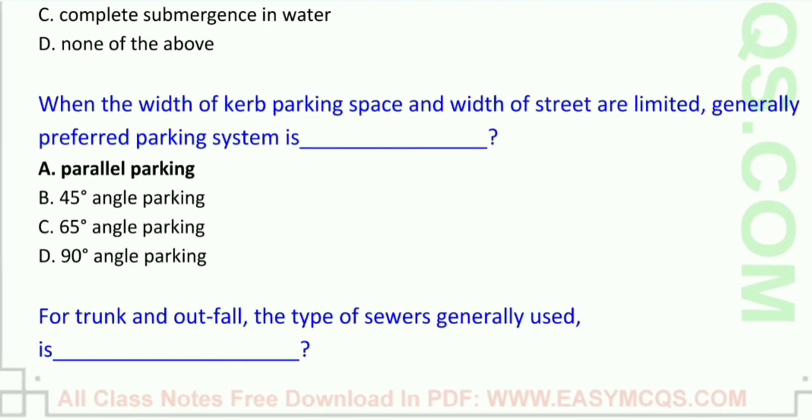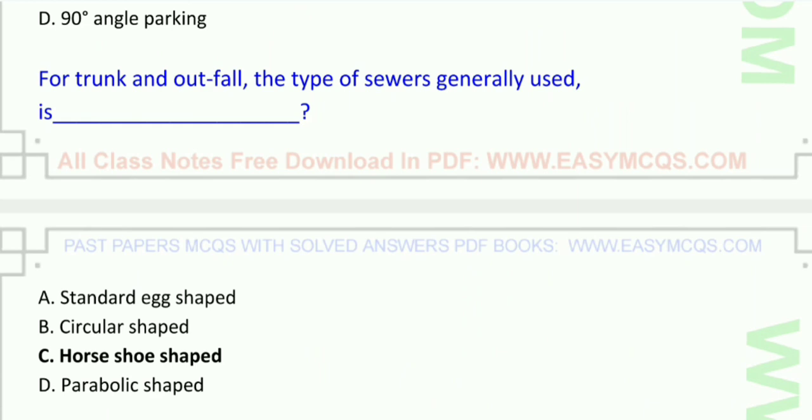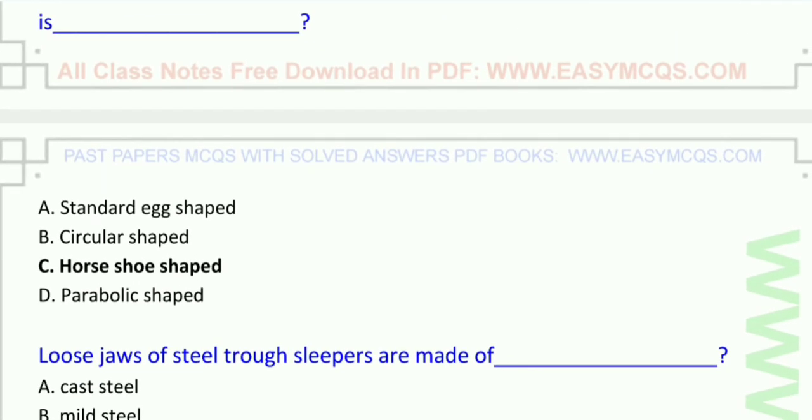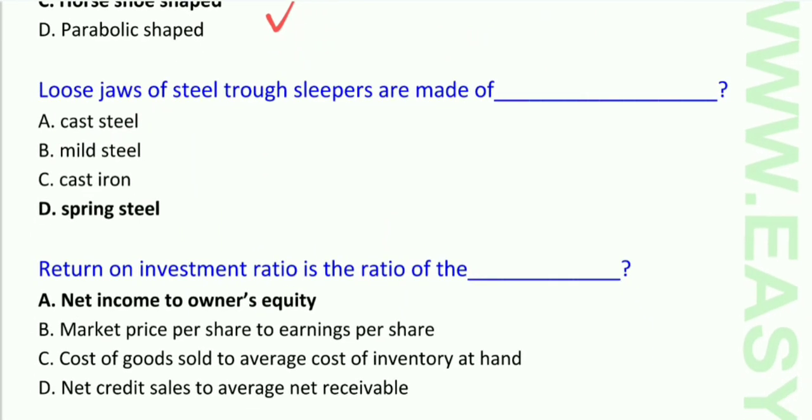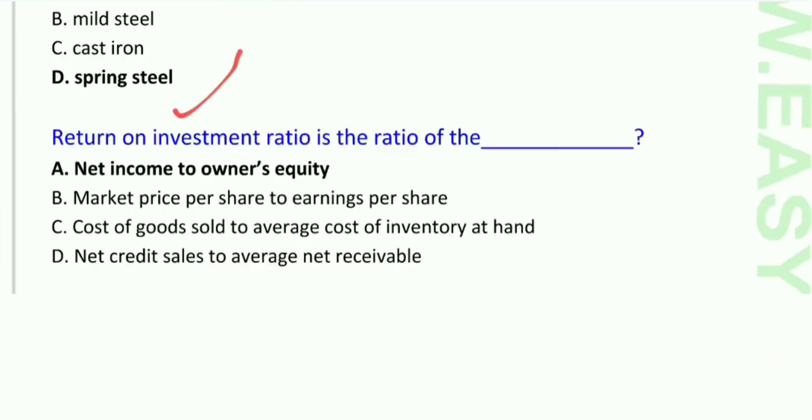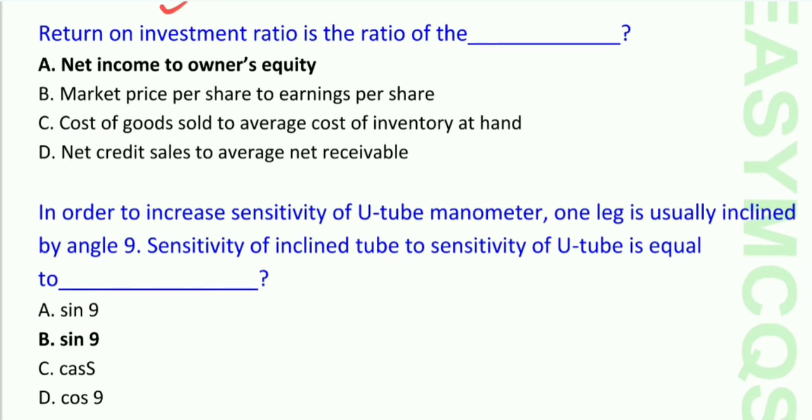When the width of curb, parking space, and width of street are limited, the generally preferred parking system is parallel parking. For trunk and outfall, the type of sewers generally used is horseshoe shaped. Loose jaw of steel trough sleepers are made of spring steel. Return on investment ratio is the ratio of the net income to owner equity.